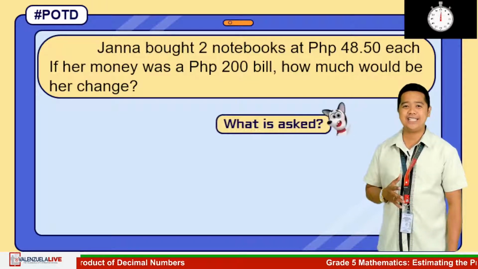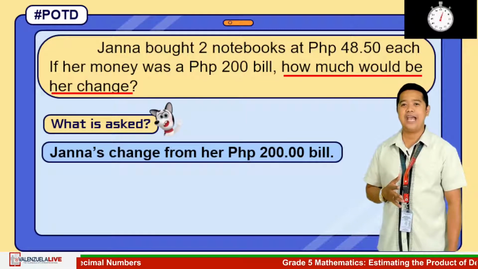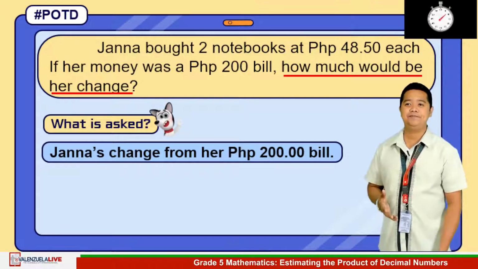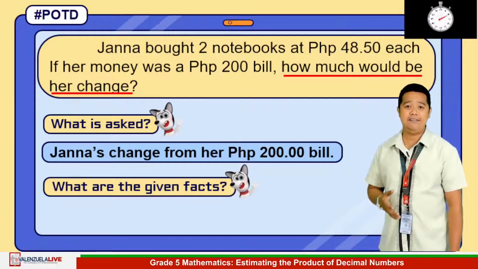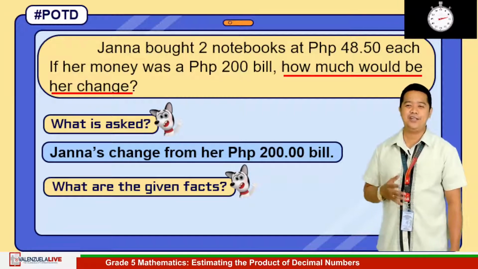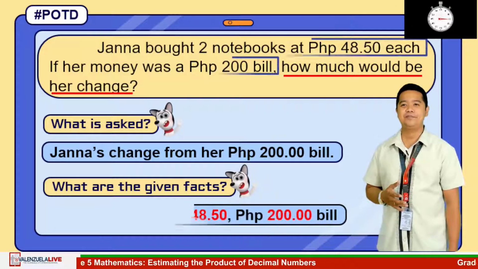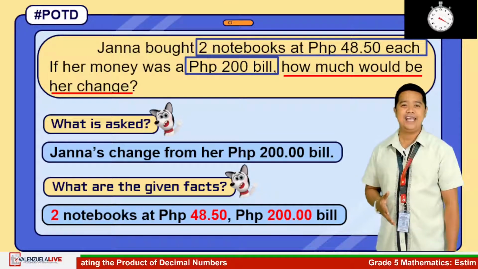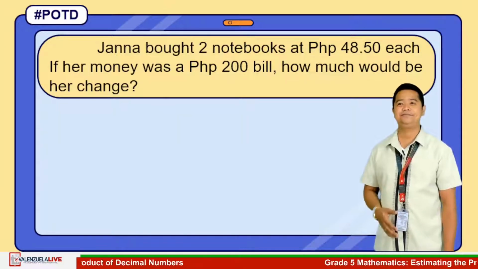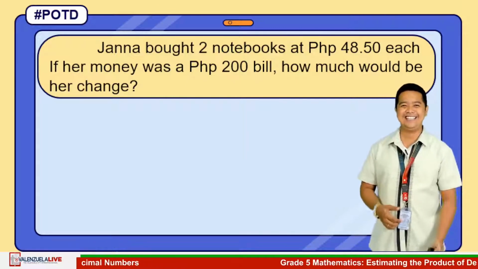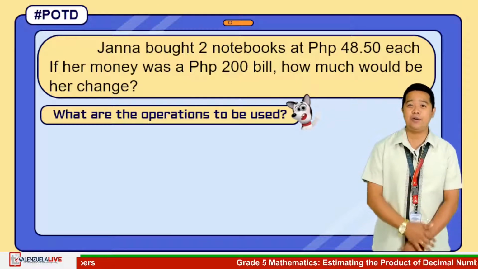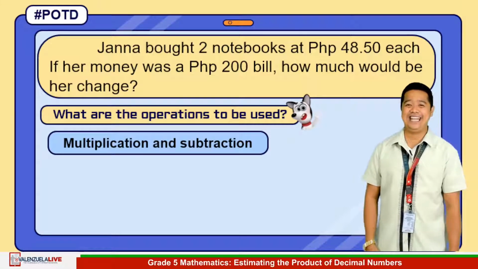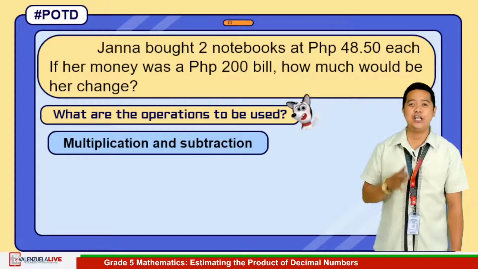So, what is asked in the problem? We have Jana's change from her 200 peso bill. And then, what are the given facts? Very good. We have 2 notebooks at 48 pesos and 50 cents and a 200 peso bill. Again, and what are the operations to be used? Very good, grade 5. It is multiplication and subtraction.